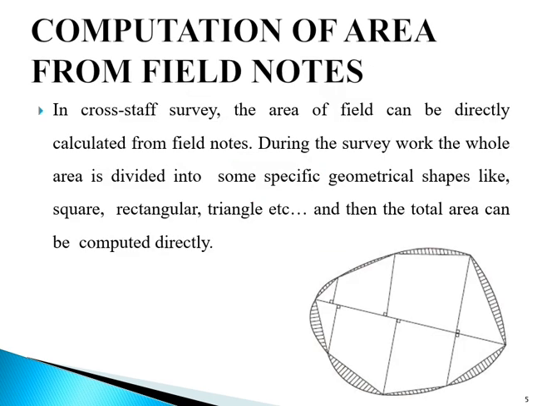So let's see computation of area from field notes. In cross staff survey, the area of the field can be directly calculated from the field notes. During the survey work, the whole area is divided into some specific geometrical shapes like square, rectangle, triangle, etc., and then the total area can be computed directly. So you can see in the image, a triangle is there, and a square or rectangular section is there.